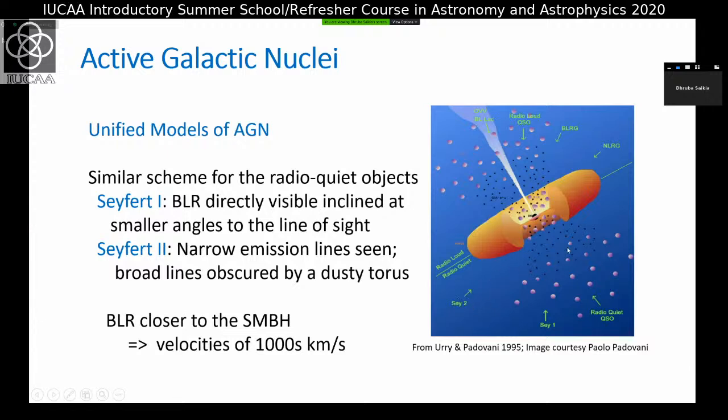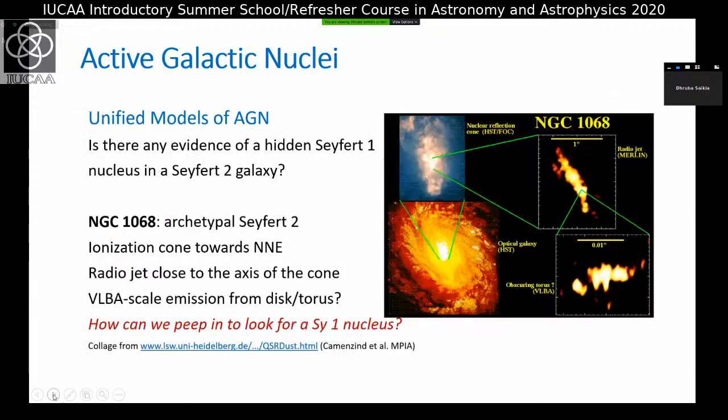So invoking a similar kind of scenario, a similar kind of torus whose evidence in Seyferts we have seen a little while ago, and there's been some evidence of that even in radio galaxies, you can understand the dichotomy between these two types of Seyferts as just being dependent on orientation. Seyfert 1s are inclined at small angles to the line of sight. Seyfert 2s are inclined at large angles to the line of sight. All right?